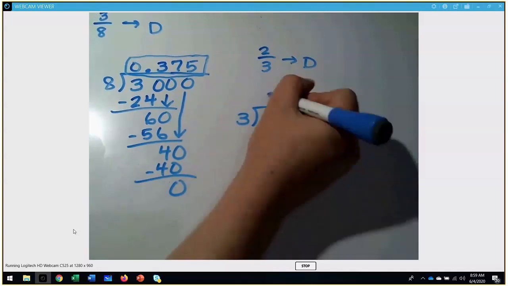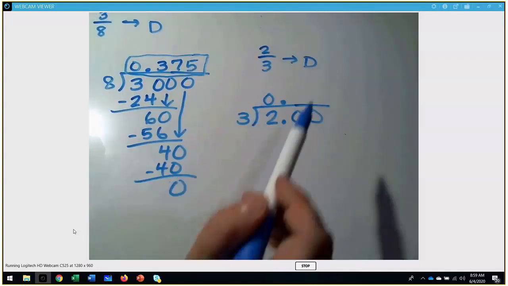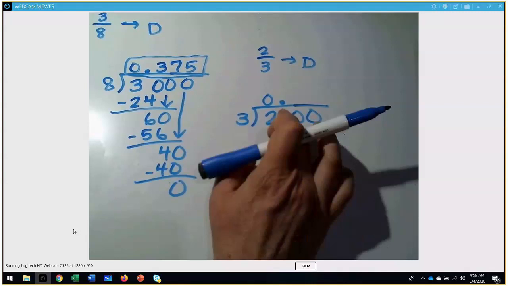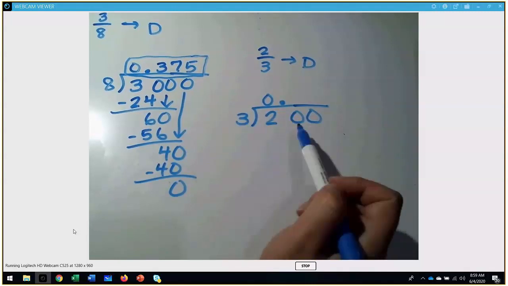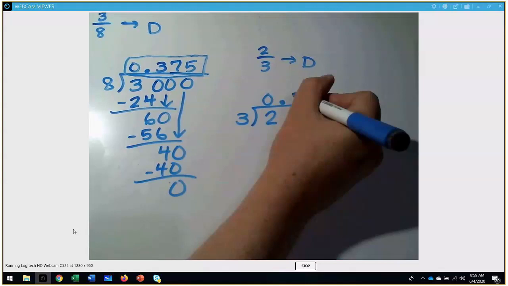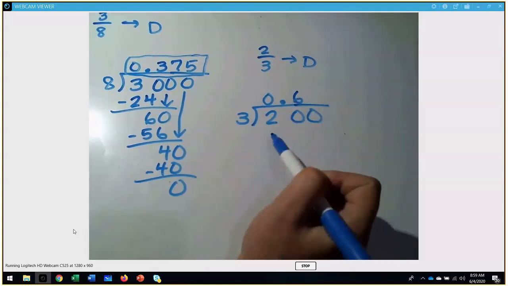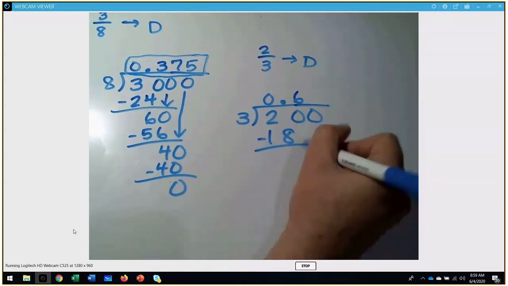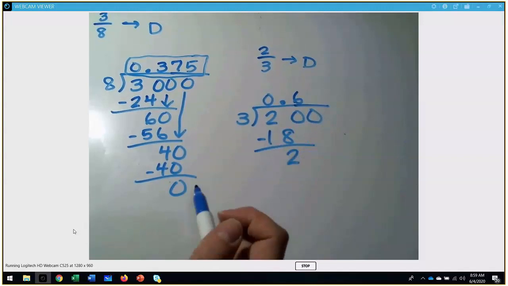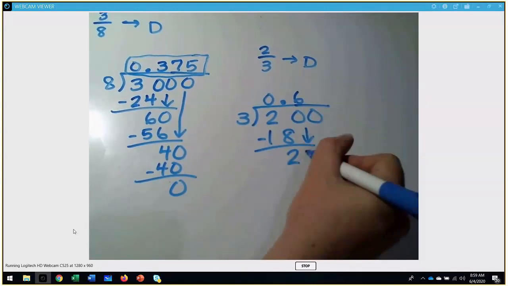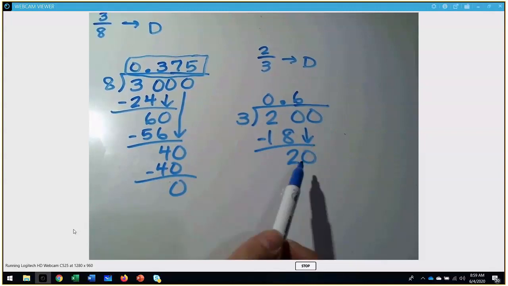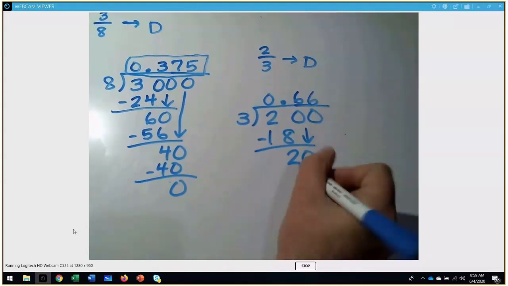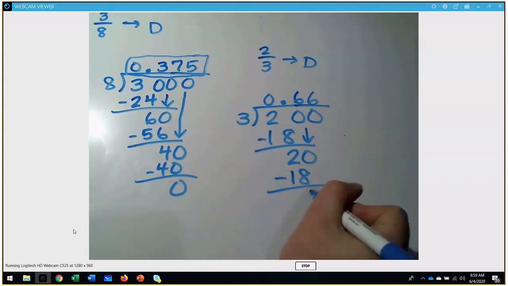3 won't go into 2, so I'm going to put my 0 there so I can keep everything lined up. And then I'm going to look at this like 3 into 20. I'm going to ignore this decimal when I'm doing a division. 3 into 20 goes 6 times, because 6 times 3 is 18. And 20 minus 18 is 2. And then I'm going to bring down a 0 and do it again. Now I'm dividing 20 by 3 again, which the biggest amount is 6, which is 18. Subtract, and that's a 2.